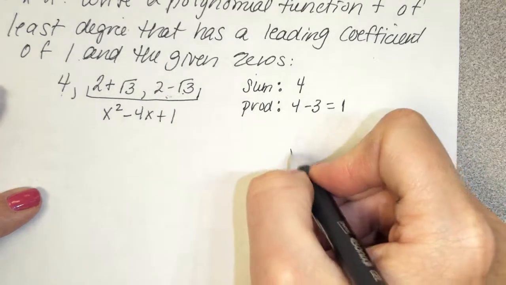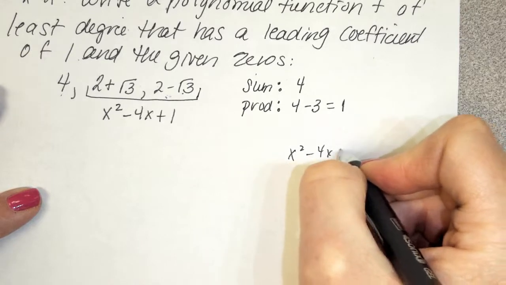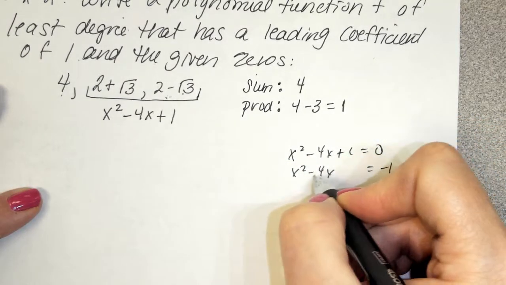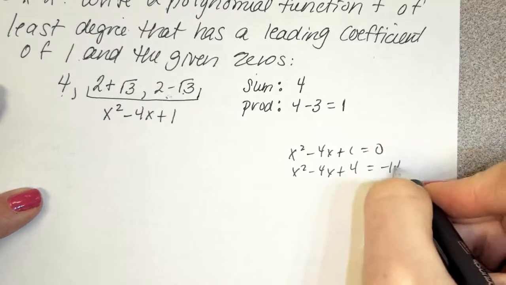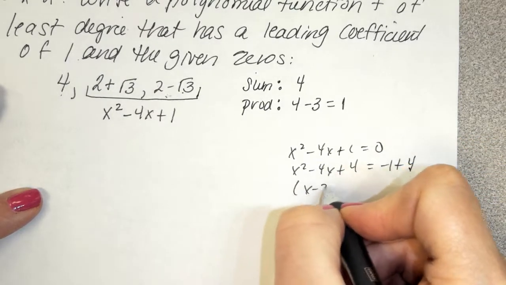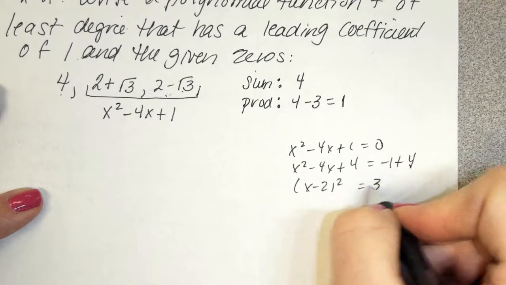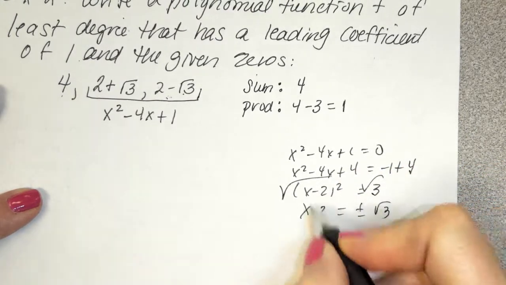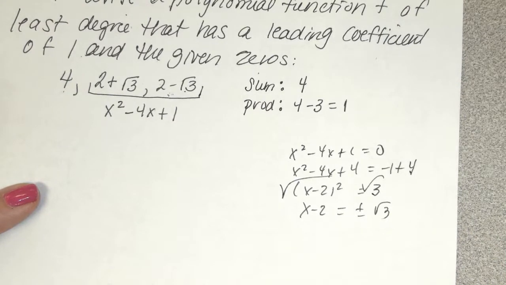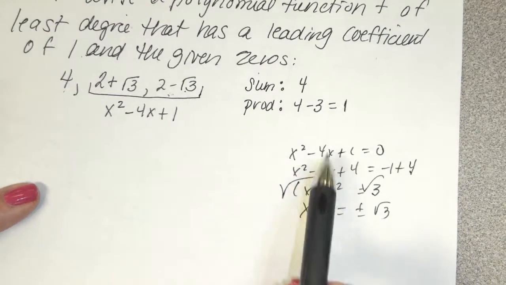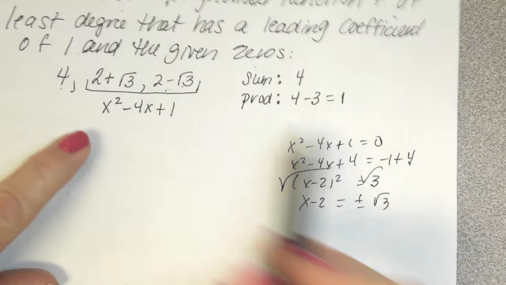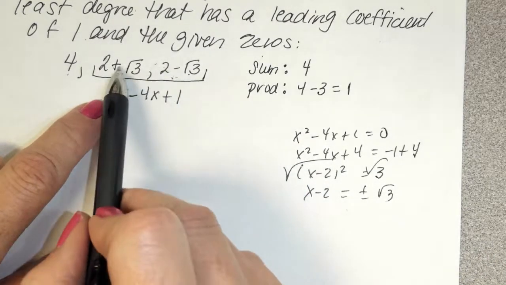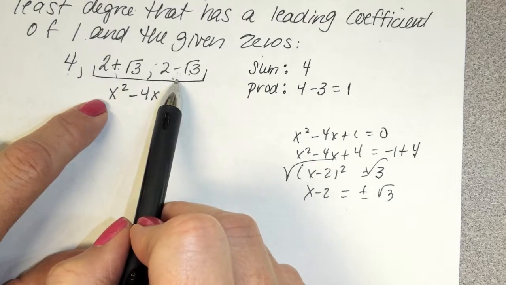I'm going to do it very quick over here for you. X squared minus 4x plus 1 equals 0. X squared minus 4x equals negative 1. Take half and square it. That's 4. Add 4 over here. This is x minus 2 quantity squared. This is 3. Take the square root of both sides. X minus 2 equals plus or minus radical 3. Add 2. Do you see what I'm saying? I know that I went really fast, but I'm just showing you quickly how if I were to solve this, I would get those two answers.